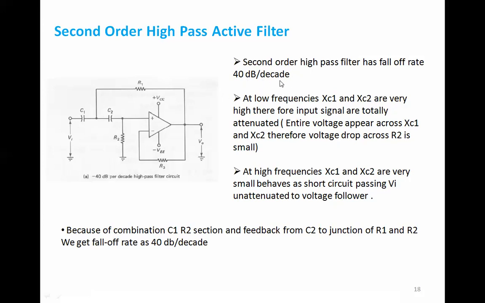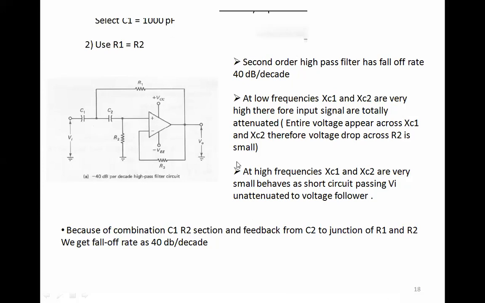So as we know, the fall off rate is going to be about 40 dB, and at lower frequencies, XC1 and XC2 are very high, therefore the input signal is totally attenuated. But in the low pass filter, it was not getting attenuated. So the explanation with regards to first order and second order high pass filters will remain the same, except for the point with the fall off rate and the circuit. Right, and at high frequencies XC1 and XC2 are very small, and it behaves as a short circuit, passing the input voltage unattenuated to the voltage follower, right? So the reverse is happening here in the high pass filter.